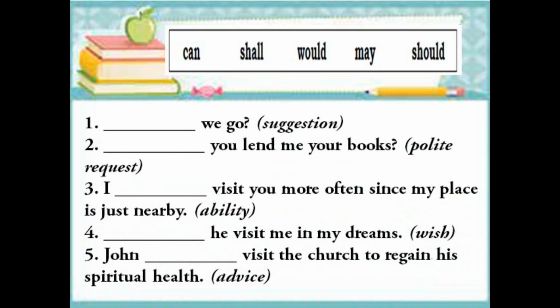Number 1. Blank we go. Suggestion. What is the answer? Correct. Shall. Number 2. Blank you lend me your books. Polite request. What is the answer? Correct. Would. Number 3. I blank visit you more often since my place is just nearby. Ability. What is the answer? You got it right. Can.